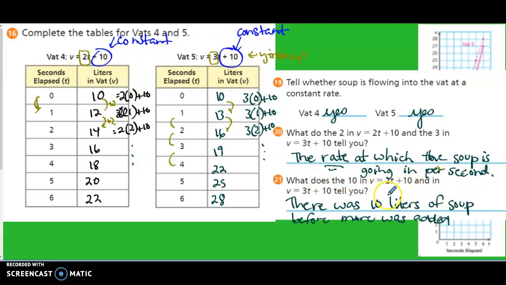That means that there was a constant. In other words, there was an amount of soup already in the container, and then we added to that amount. And this won't change. That's why it's referred to as a constant in our equations.